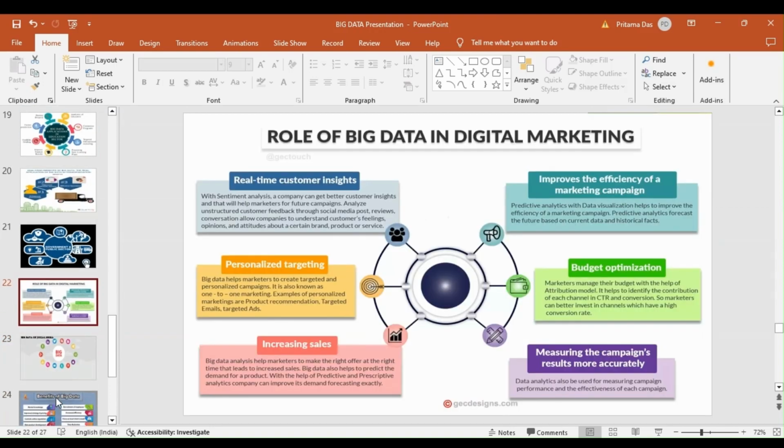So, role of big data in digital marketing. In digital marketing, big data is a game changer. It allows marketers to analyze vast amounts of information about customer behavior, preferences and interactions. This data-driven approach enables targeted advertising, personalized content and improved customer engagement. Marketers can measure campaign effectiveness, optimize strategies in real time and make data driven decisions to enhance overall marketing performance. So here you can see guys how big data works in digital marketing: real time customer insights, personalized targeting, increasing sales, improving the efficiency of marketing campaigns, budget optimization, measuring the campaign's results more accurately.